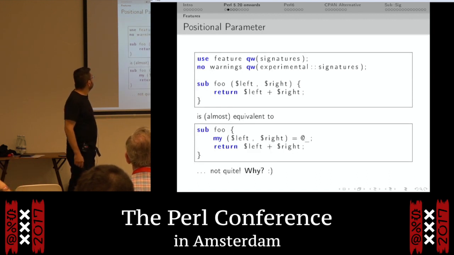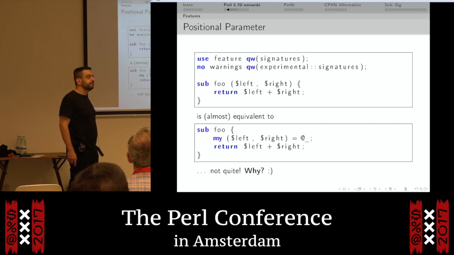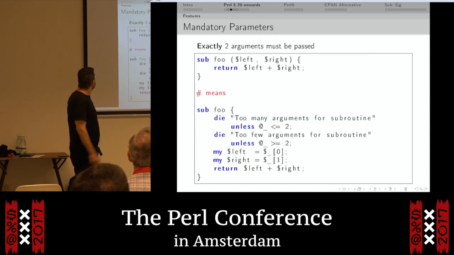They offer positional parameters. After you have activated the signatures, you can say you want 2 positional parameters. The first one is left, the other one is right. And this is almost equivalent to what you see on the downside with old standard Perl. Can you see it's almost equivalent? Can someone tell me what the difference is? If you run it with 3 arguments, then it gives an error. Exactly. The 2 arguments are mandatory.